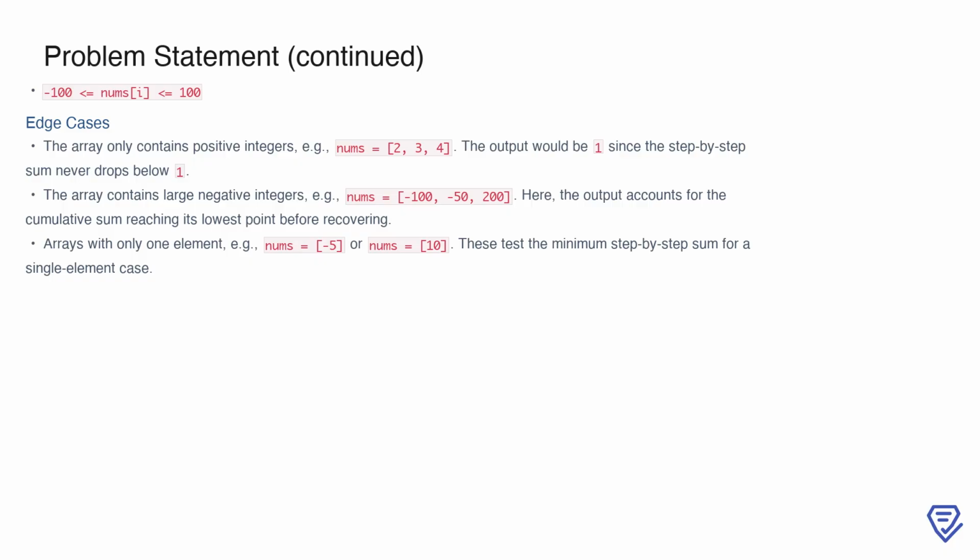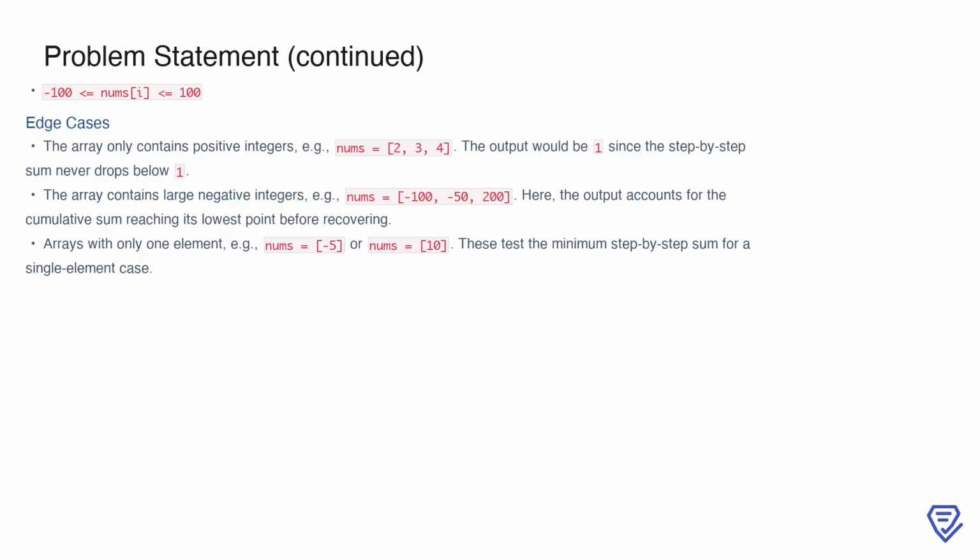Now, let's consider the constraints and edge cases. The array can have between 1 and 100 elements, with each element ranging from -100 to 100. For edge cases, if the array contains only positive integers, such as nums equals 2, 3, 4, the output will always be 1 since the sum will never go below 1.